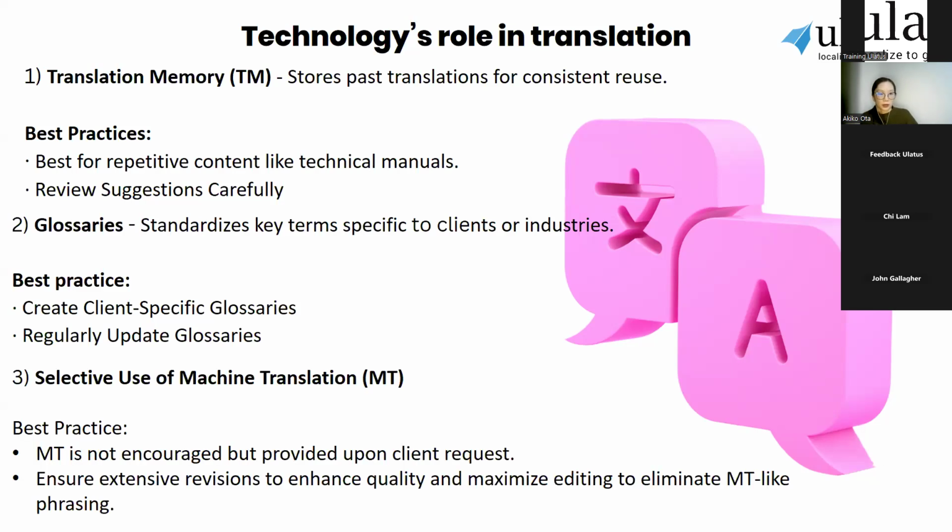Machine translation is another technology that can be used, but selectively and very carefully. It's very important to recognize that while technology enhances efficiency, human translators always bring creativity, cultural understanding, and contextual insight that machines cannot replicate. Therefore, machine translation is used selectively, only when the client requests its use, because we prioritize quality over automation.